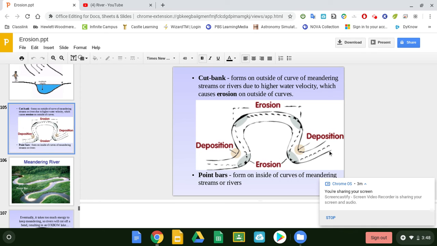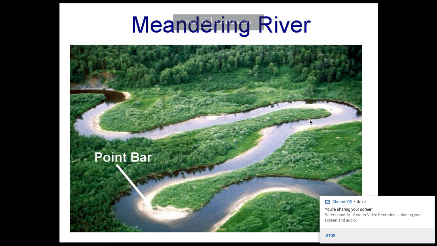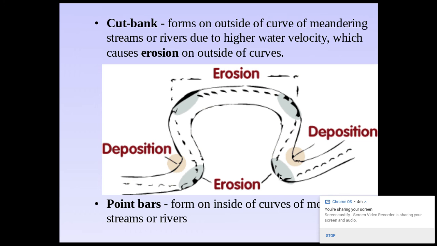So the water is flowing this way. Erosion, erosion, erosion. So over time, if I have erosion here and here, and deposition here and here, what's going to happen is these are going to meet up. These are going to meet up right here. So if that takes place, sooner or later, these two are going to meet up.